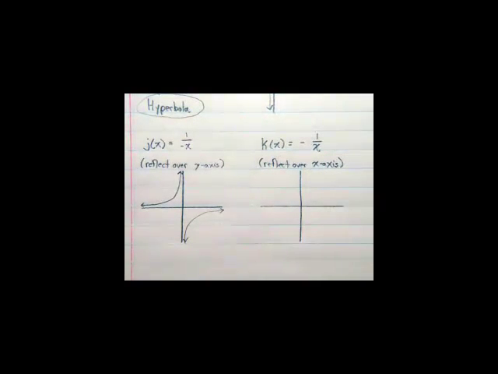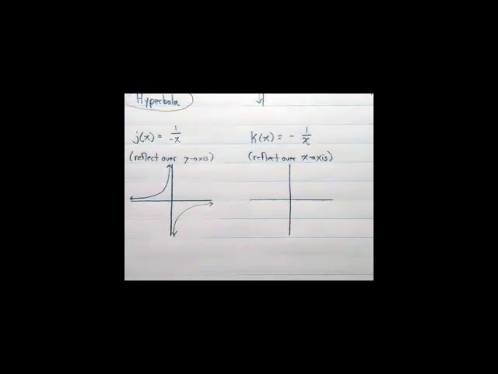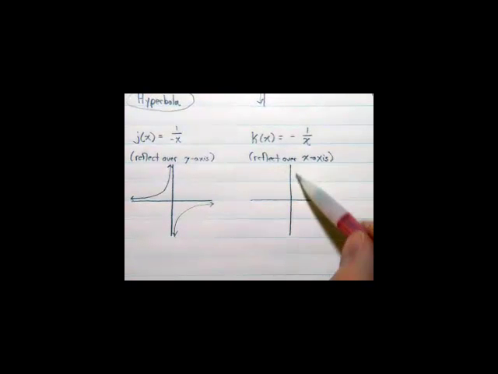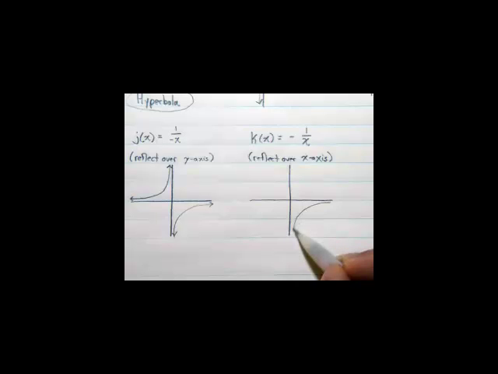Okay. So if I'm going to reflect this thing over the x-axis, this piece that's in the first quadrant would get reflected down into the fourth, so it would look like this. And then the piece that was down in the third quadrant right here, it would get reflected up into the second.